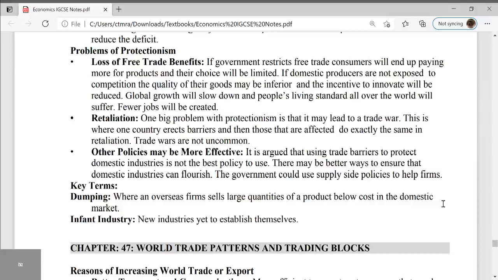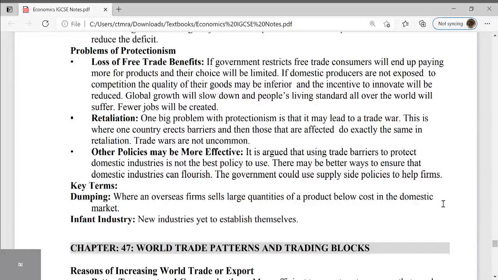The relationship between countries suffers because of this. Next, we have other policies may be more effective. I suppose protectionism, so we are already saying that it may lead to retaliation and the loss of free trade benefits. So other policies like maybe supply side policies will also be helpful for the country and to achieve the benefits that are achieved by protectionism.